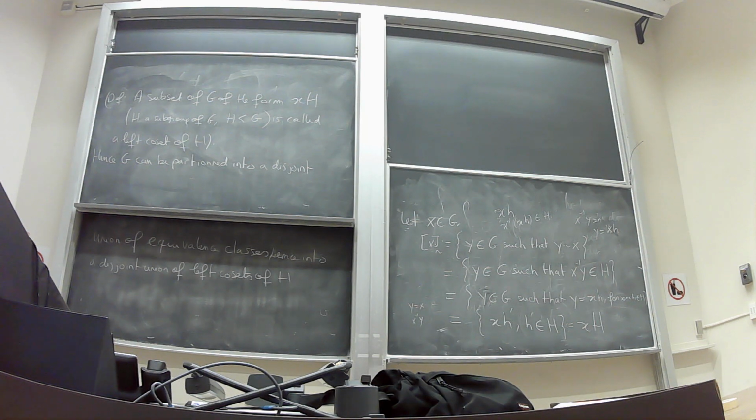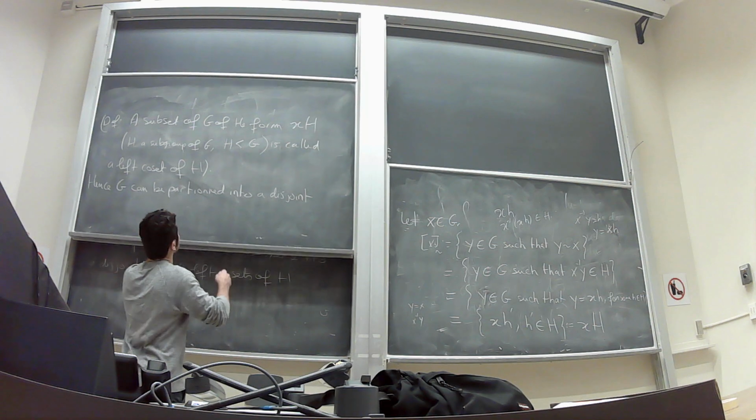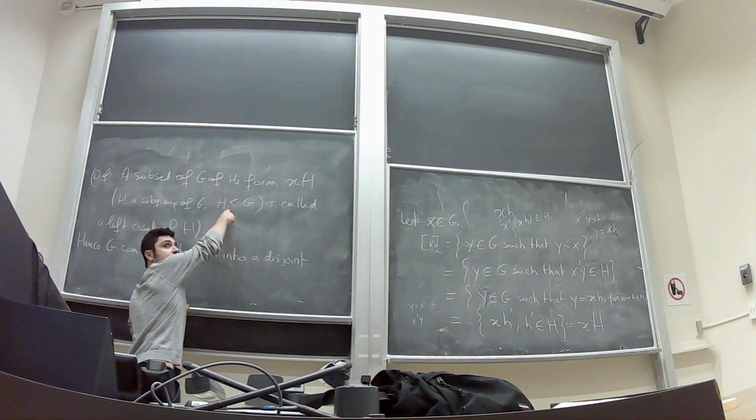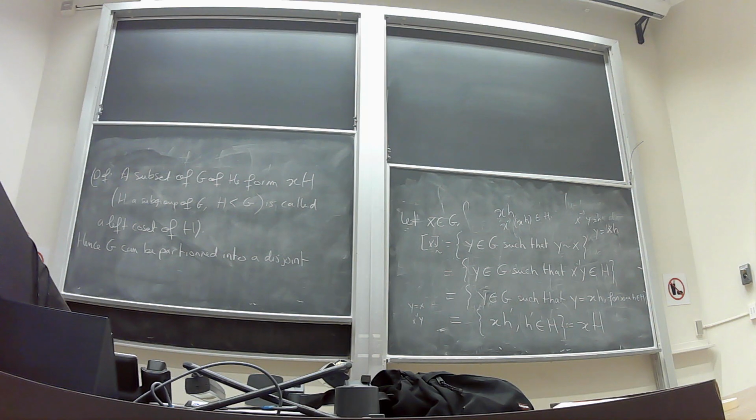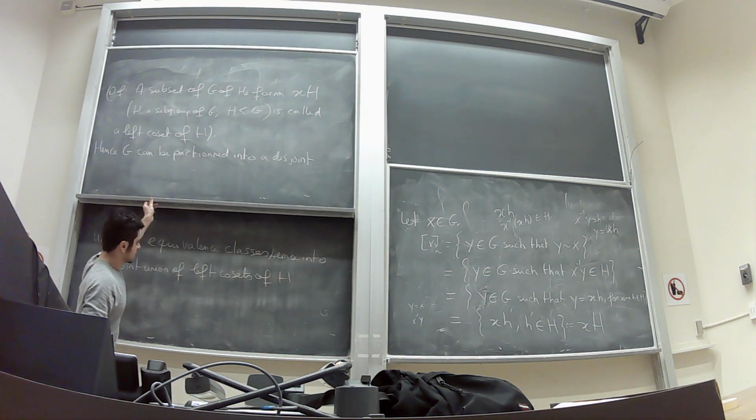I just think that, why, how can G be a subset of H, but H is a subgroup of G? Where? Here? Like, we start off saying that G is a subset of. Where did I say that? A subset of G of the form XH. Oh, okay. Of left cosets of H. Great.